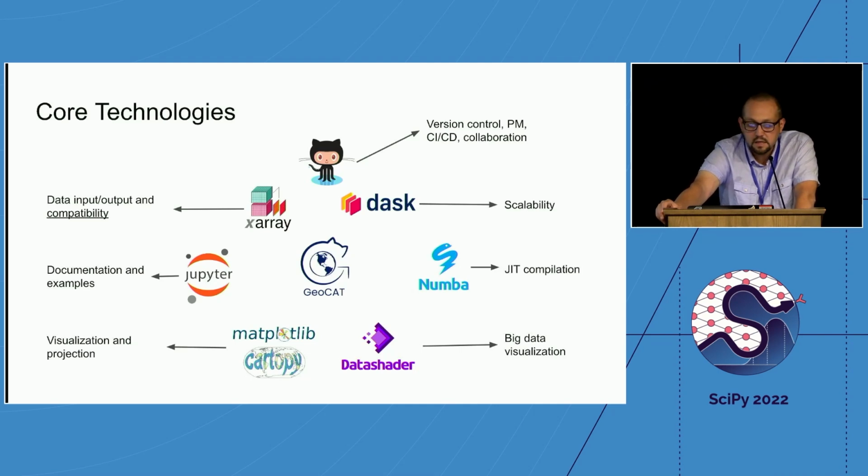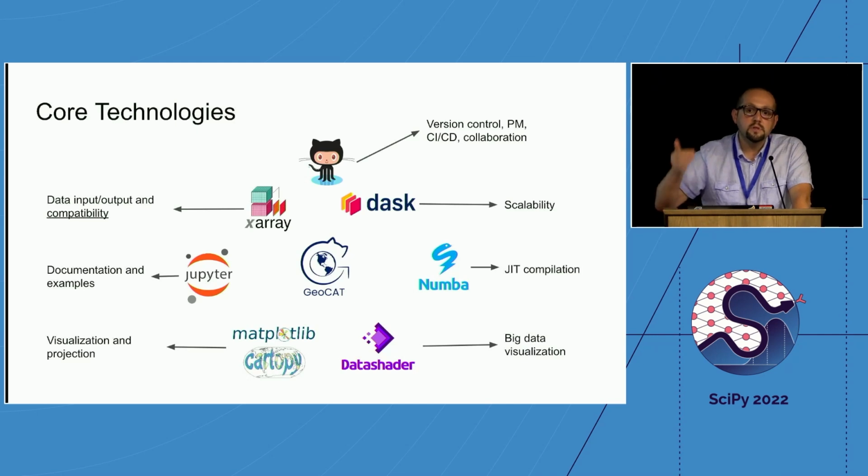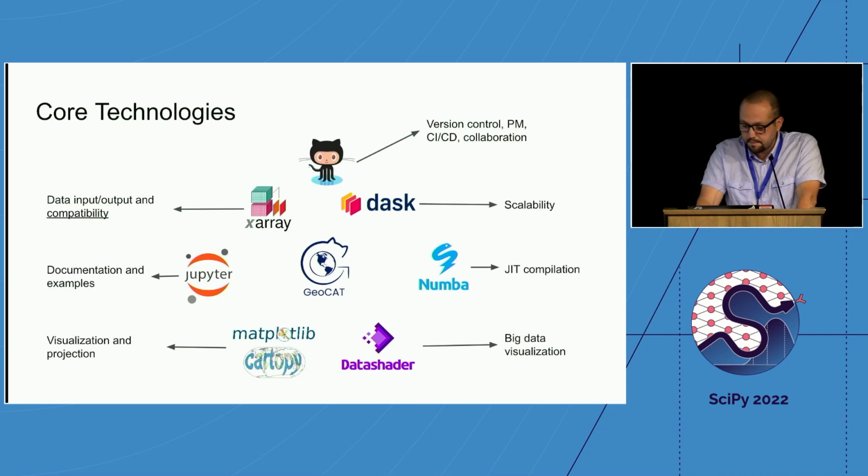I will detail the Datashader stack usage of GeoCAT in the upcoming slides, but just to know for now, we are making use of Matplotlib for general plotting purposes like static plots, but for Datashader, we are especially using it for high performance interactive visualization of big data sets.